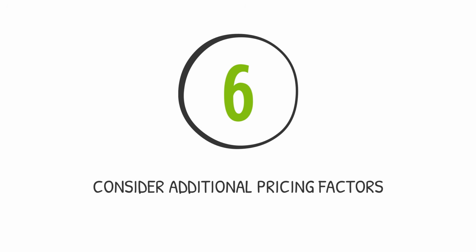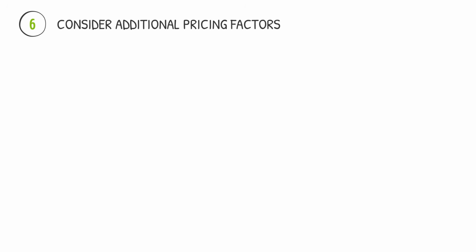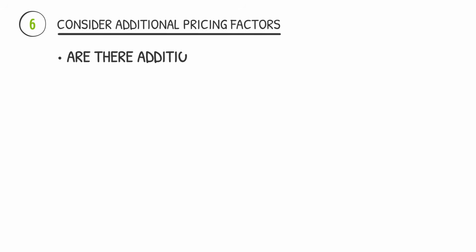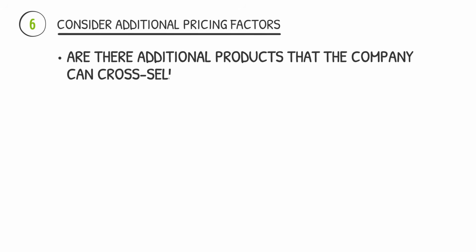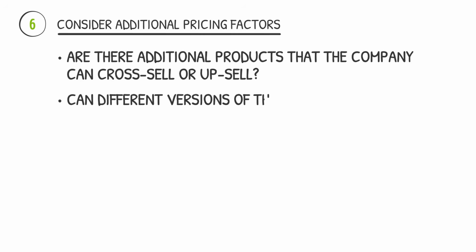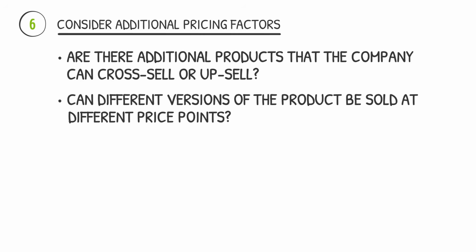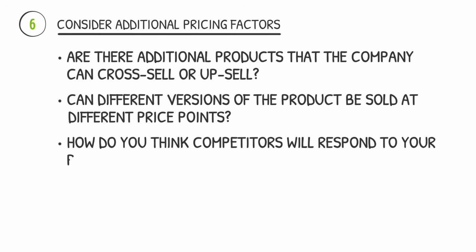Step 6. Consider additional pricing factors. Now that you have an idea for the optimal price, you can consider additional pricing factors. Are there additional products that the company can cross-sell or upsell? Can different versions of the product be sold at different price points? How do you think competitors will respond to your pricing decisions? All of these considerations may change the price point that you set.